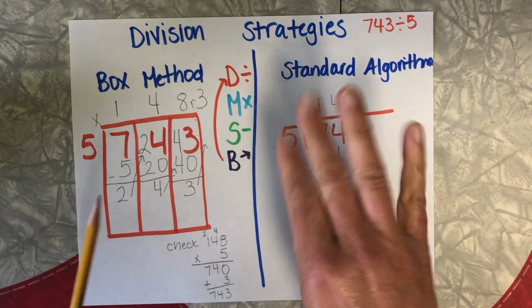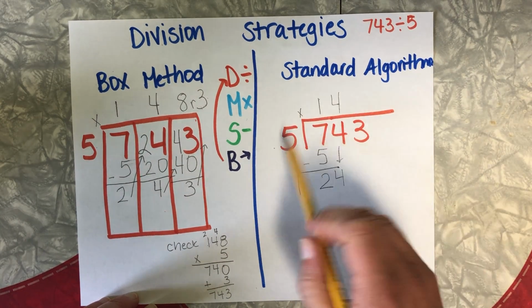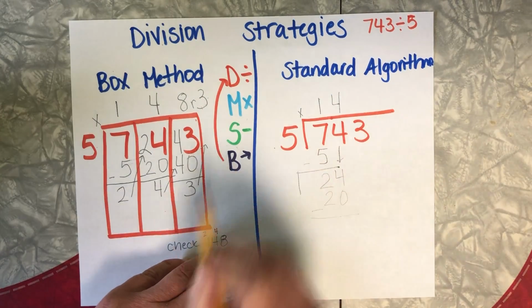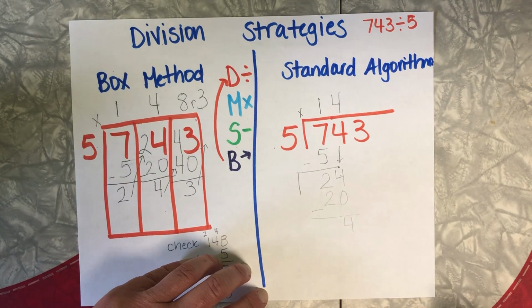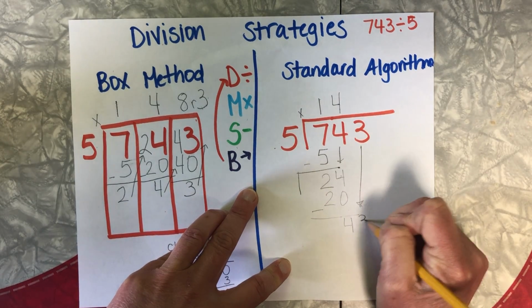I put the number of times I skip count at the top. Now I'm going to multiply. 4 times 5 is 20. Now I'm going to subtract. 24 minus 20 is 4. My next step is to bring down.